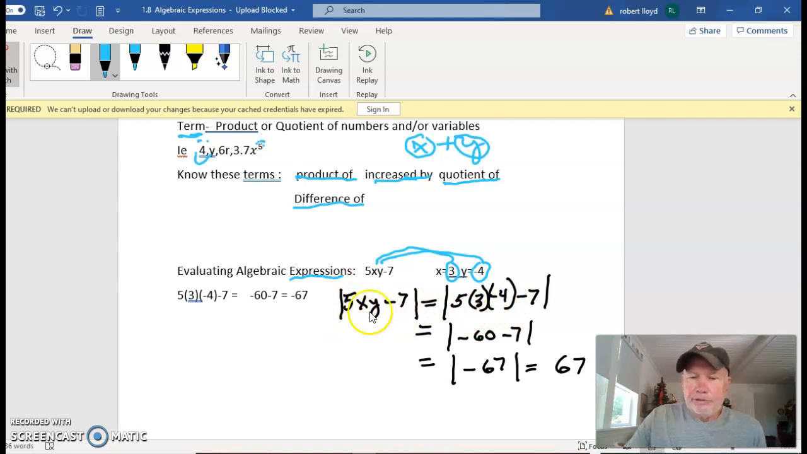So we go from the absolute value of 5xy minus 7. The 5 is our constant, and then we're substituting the 3 for the x and the negative 4 for the y. So we do the multiplication first, and this turns out to be negative 60. Combined with our negative 7 make negative 67. When it comes out of the absolute value sign, it becomes a positive 67. Even though it's in a negative direction, it's 67 units from 0 on the number line.